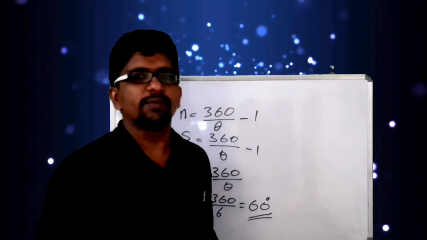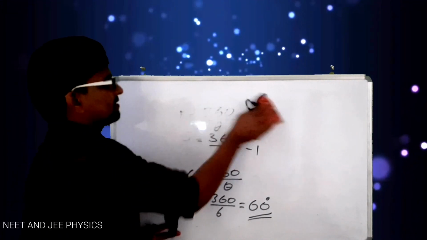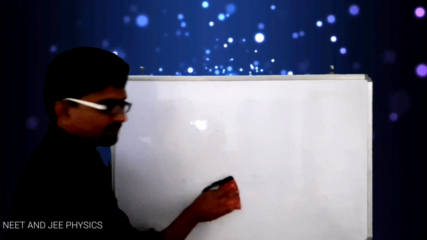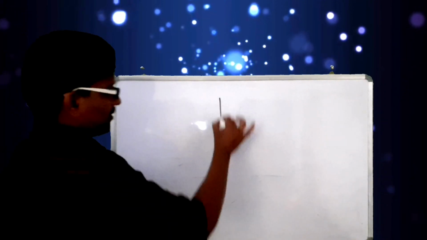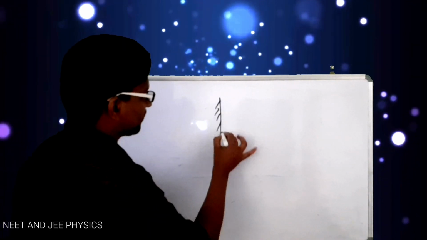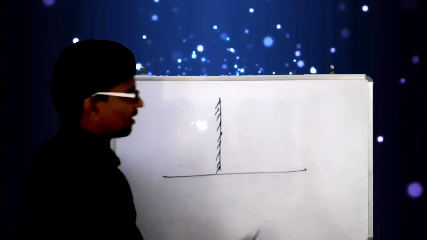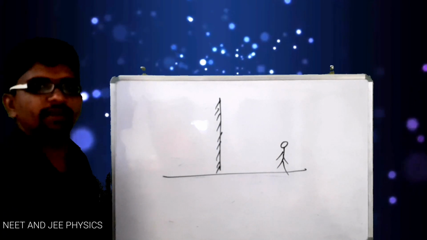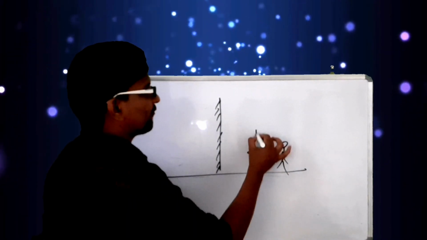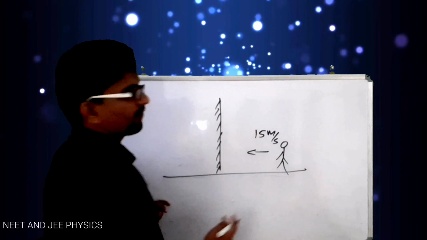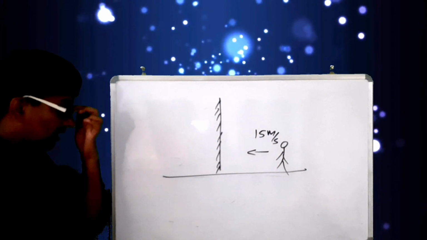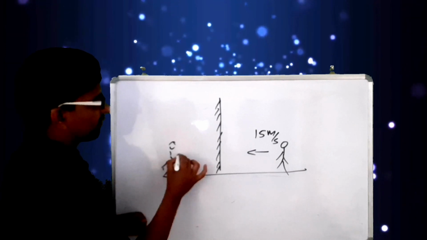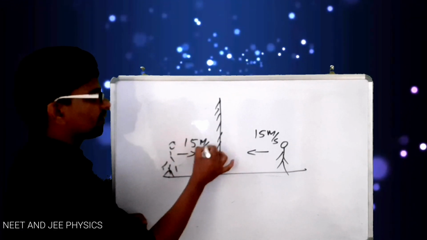This is also a very simple question. This question is related to relative velocity. See, suppose this is that mirror. A man runs towards the mirror with the speed of 15 meters per second. Definitely the image, this is the image, also will move towards the mirror with the same speed, 15 meters per second.